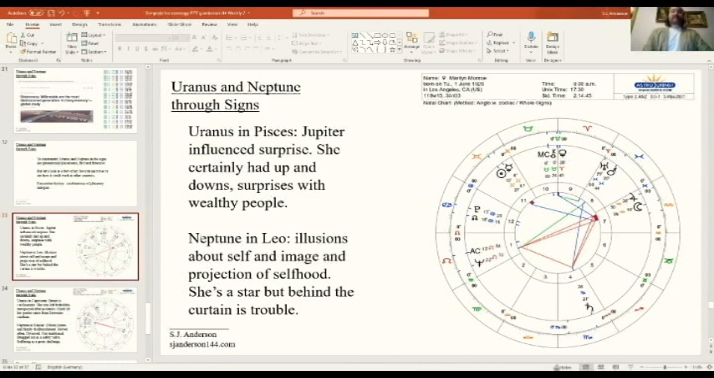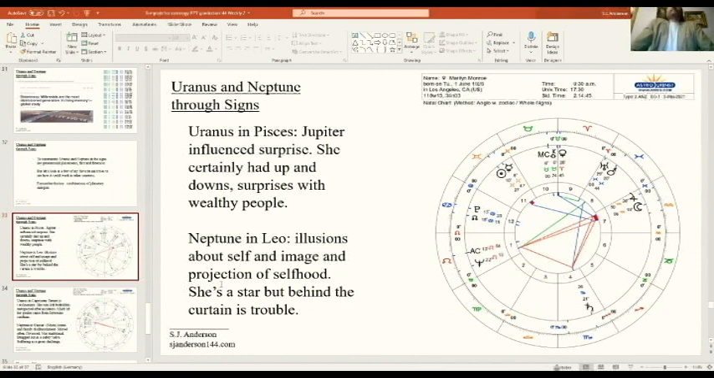If we look at Neptune in her chart, it's in Leo. And that's, again, illusions about self or delusions about self. So that's Neptune. Self and image would be the sun. That's what I would start combining, Neptune and the sun, and exploring those combinations again. Projections about selfhood. I remember I was talking about Narcissus earlier, and you can see that reflection. She's a star, right?